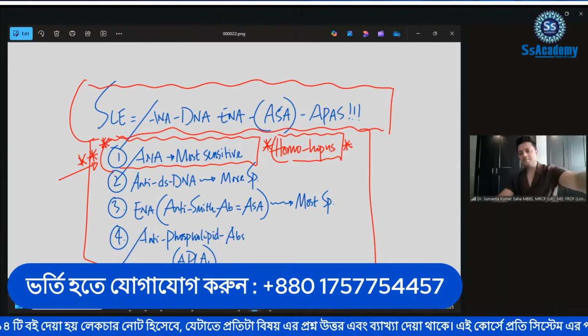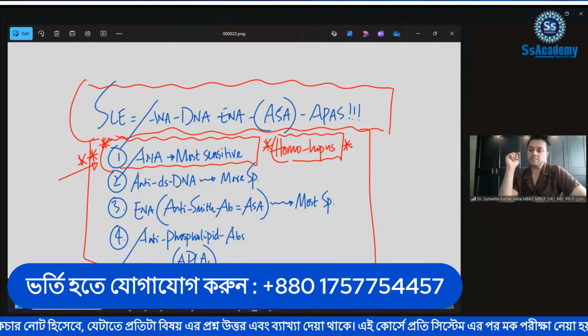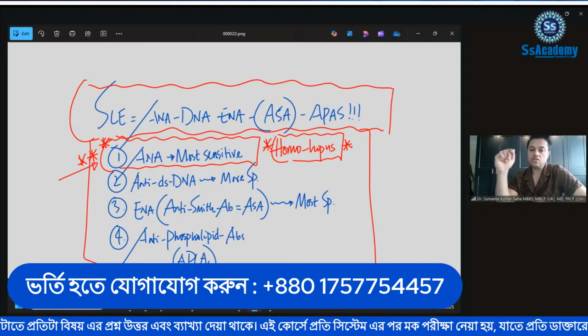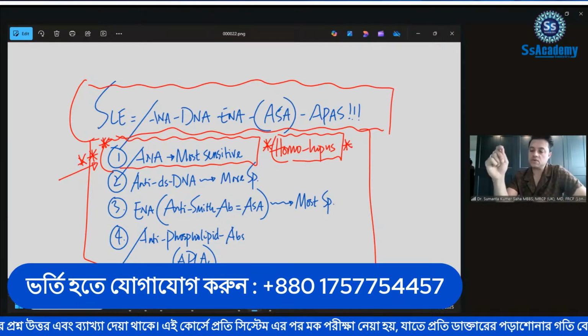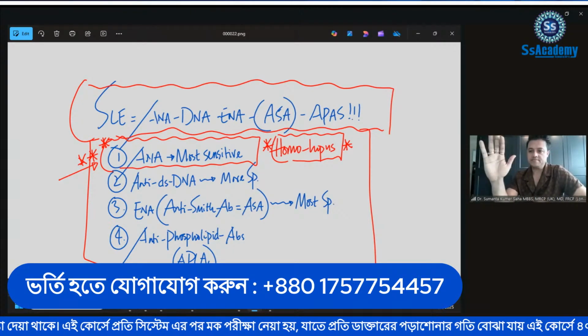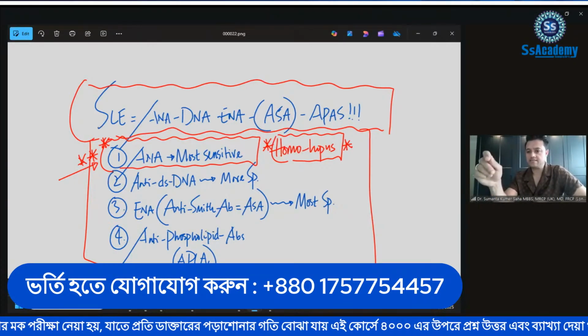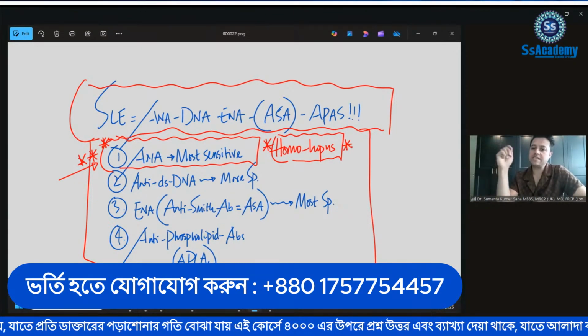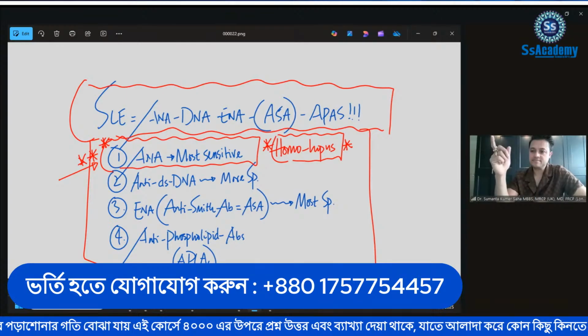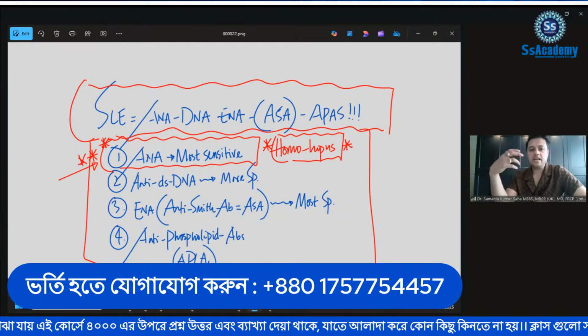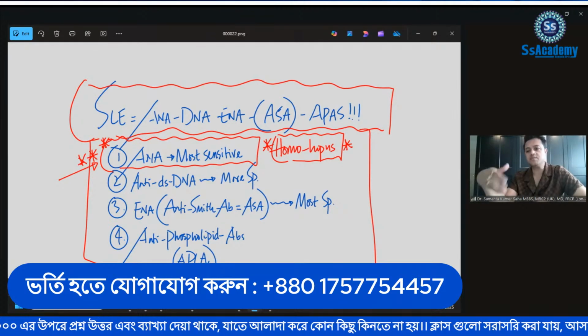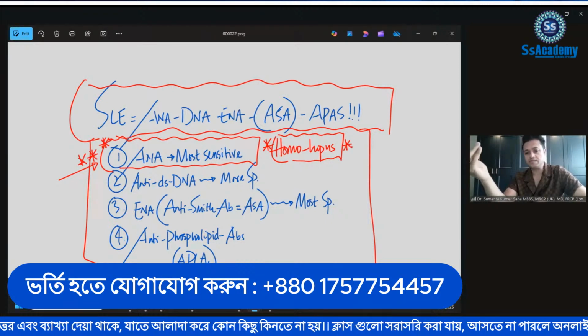Yes, but this is the most practical question, I'm telling you. If the question asks for the most important antibody, it is ANA. The most specific antibody for diagnosis is definitely anti-Sm, no doubt. The most sensitive antibody is ANA. Double-stranded DNA is also more specific, definitely more specific.